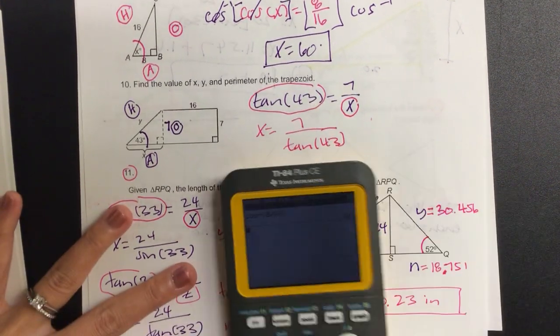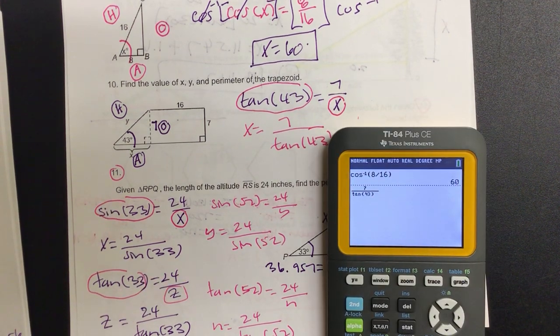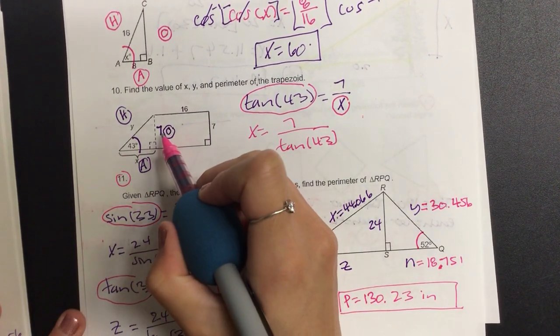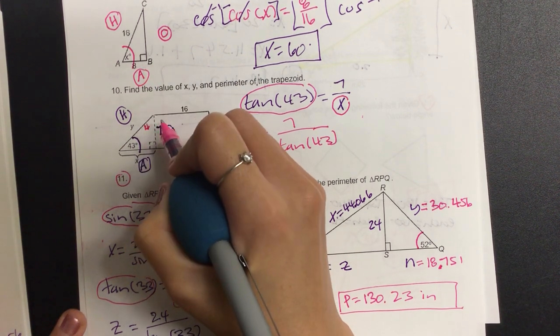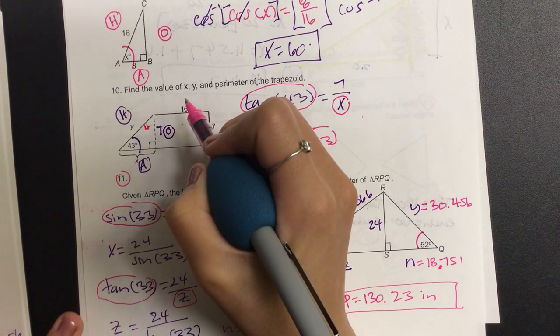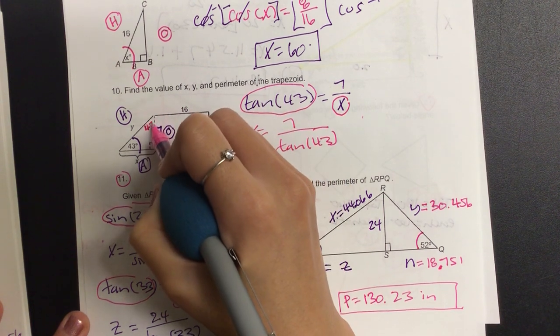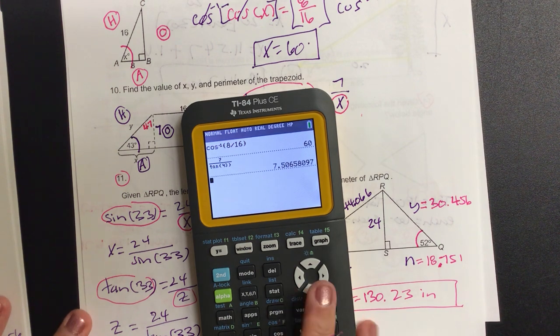Now the X is by itself, meaning we can type it in. So we have X equals 7 over tangent of 43. Let's kind of anticipate. Should the answer be greater than 7 or less than 7? Greater, because this angle measurement is how many? 45? 47. So we know it's got to be greater. And it is 7.5, it's greater.